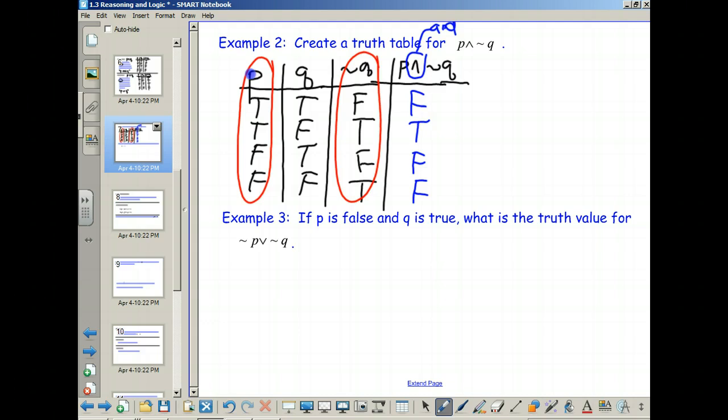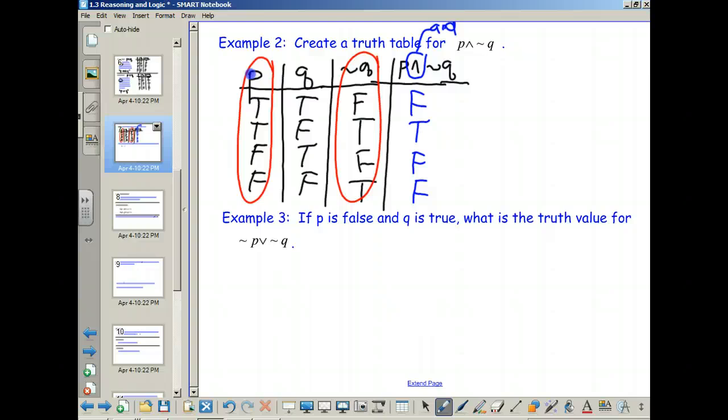Now that's a little bit different than the next question. The next question does not say create a truth table. What does it ask you? It asks you for a truth value. Not only that, it gives you some information that the first example on this page did not. It tells you what P and Q are, doesn't it?